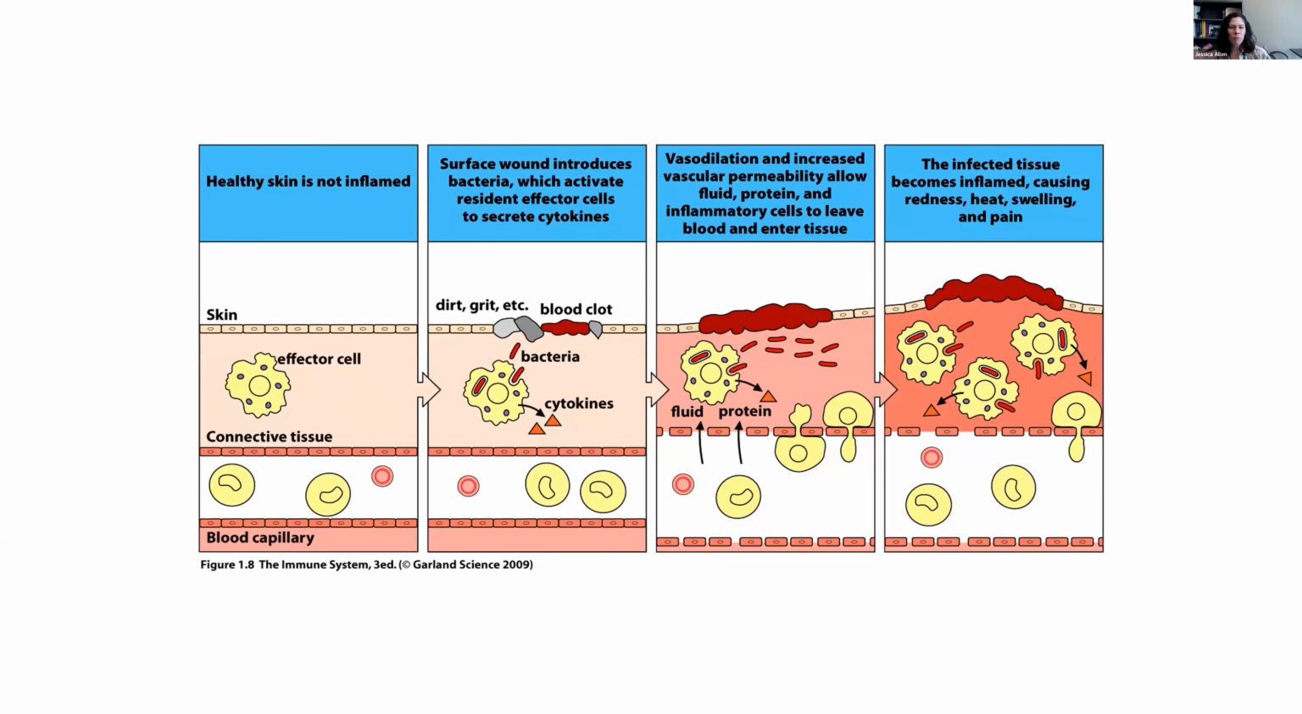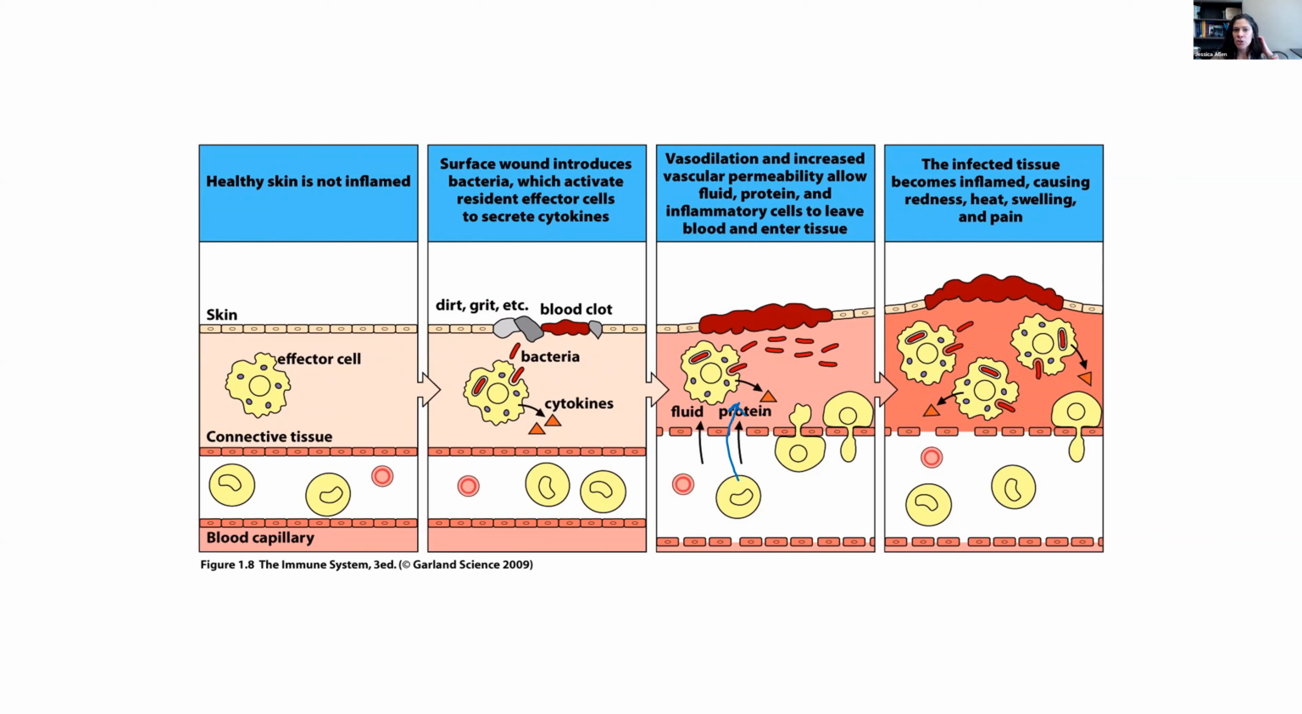But let's talk a little bit more about that swelling and that fluid coming in. That's where the good stuff is happening, good when it comes to immune responses, at least. The leakiness of that blood vessel means that it is going to be easier for cells to get through that blood vessel and into the tissue. And we'll talk about how the leukocytes do that in a second.